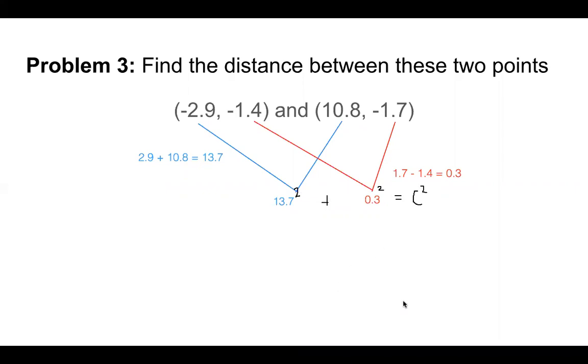13.7 squared is 187.69. 0.3 squared is 0.09. Now let's finish adding those two up. 0.09 plus 187.69 is 187.78 equals c squared.